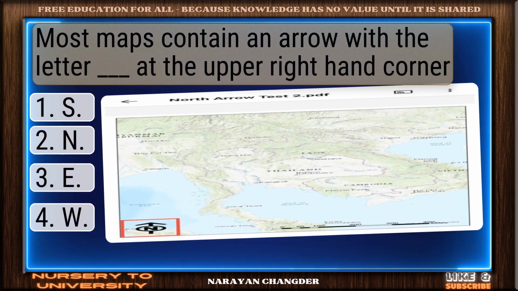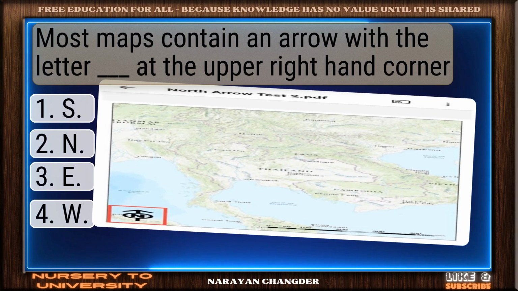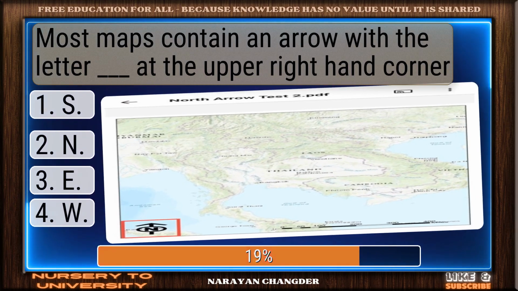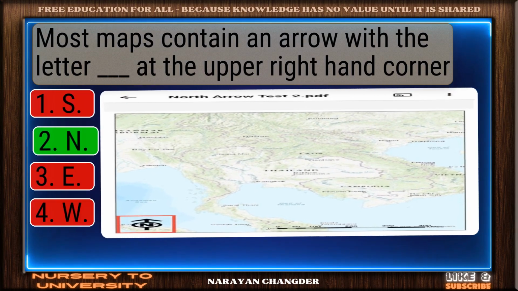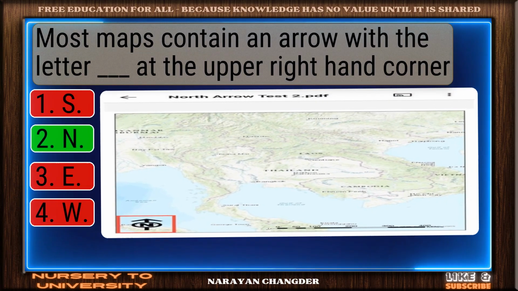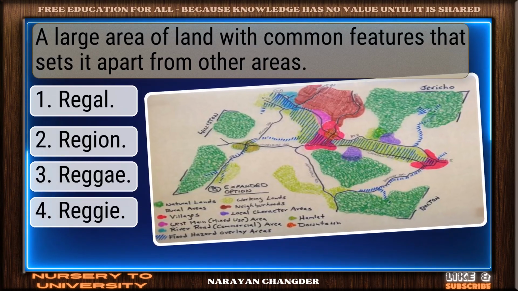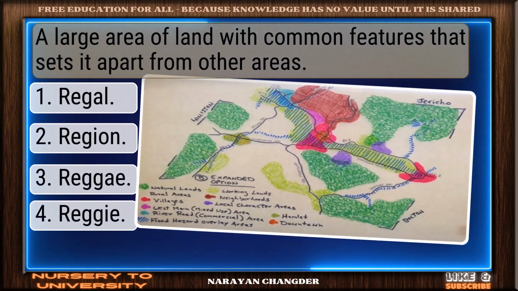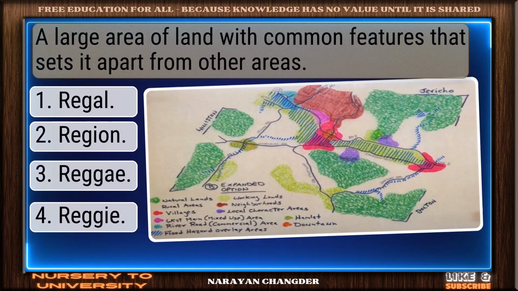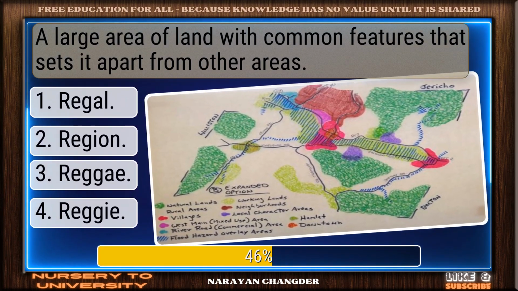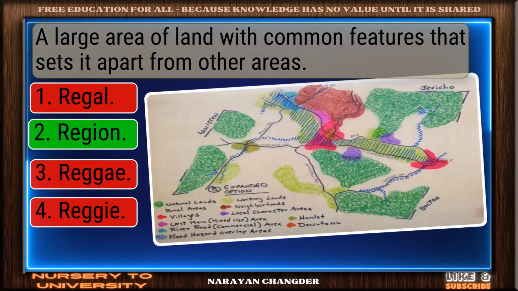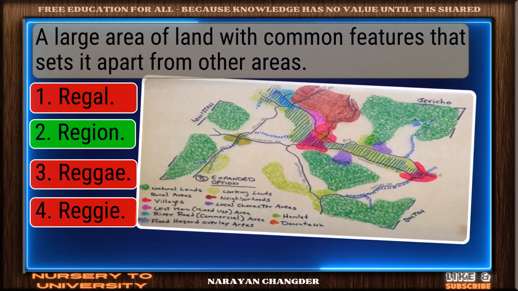Most maps contain an arrow with the letter N at the upper right-hand corner. Well reasoned. N is the correct choice. A large area of land with common features that sets it apart from other areas. Excellent. Region is a brilliant choice.